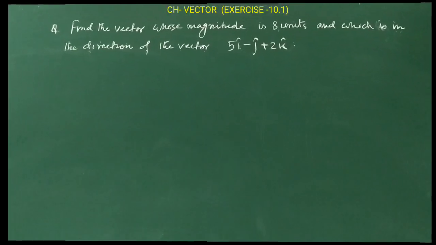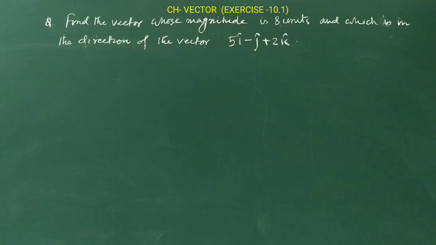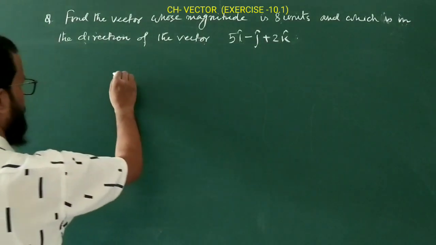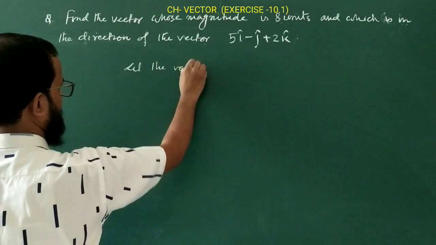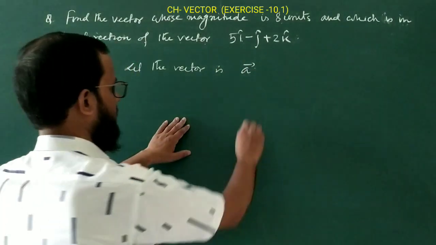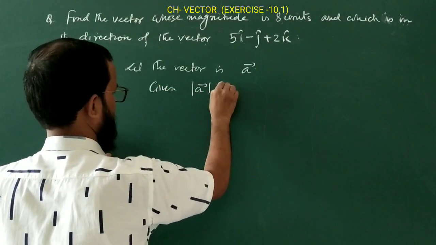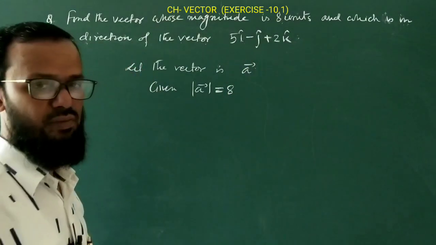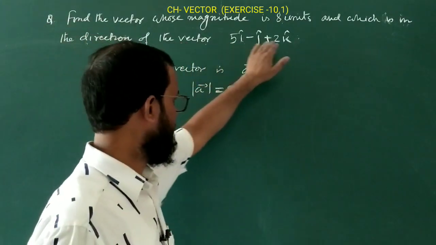Okay, find the vector question. The question is: find the vector whose magnitude is 8 units and which is in the direction of the vector 5 i cap minus j cap plus 2 k cap. This is very important. Let the vector be a vector. What is given? Its magnitude is 8. You have to find this vector in the direction of this. To find a vector, you need magnitude and direction. The direction is along this vector.